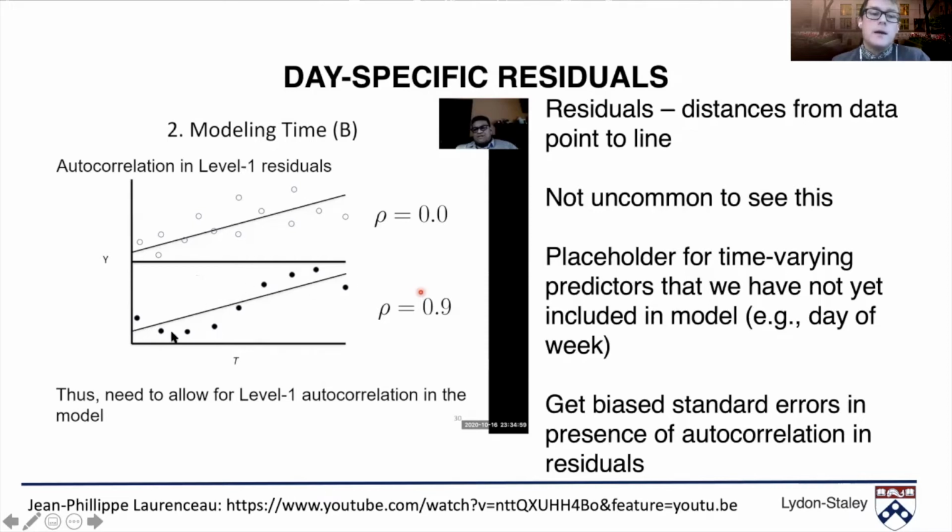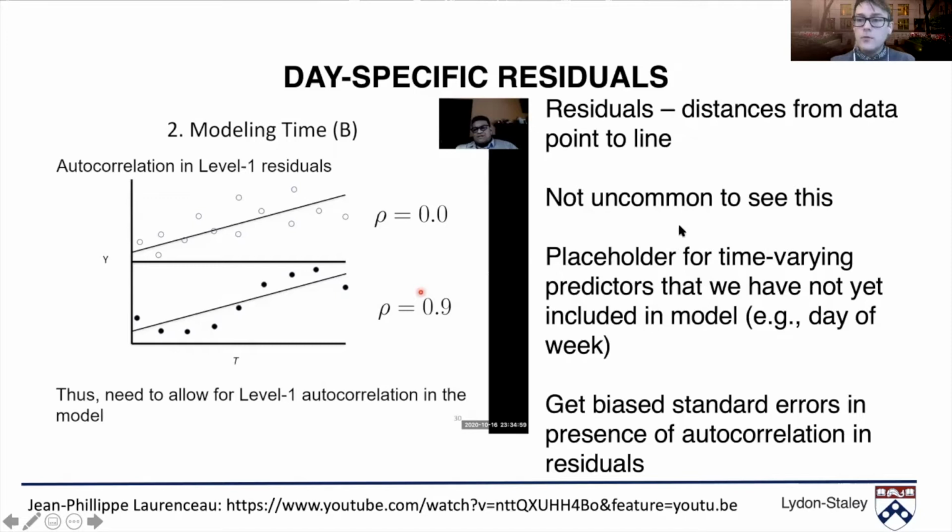So by modeling this autocorrelation in the residuals, we are taking into account the fact that adjacent residuals are related: if you know something about one residual, you know something about the adjacent residual. You basically introduce a placeholder for time-varying predictors that we haven't yet included in the model. For this example, it was day of the week.